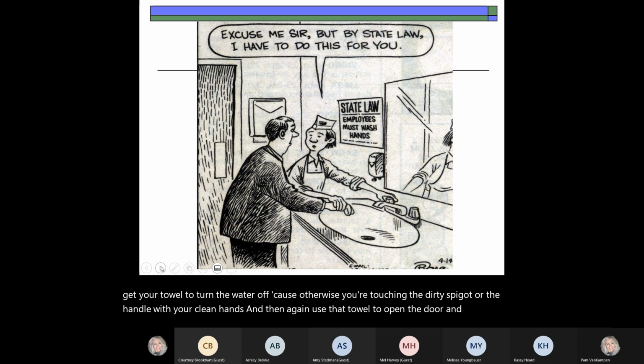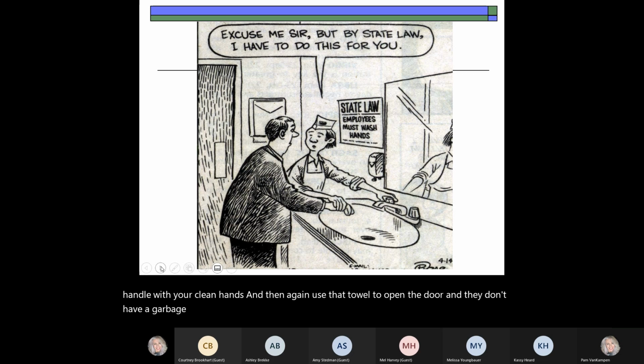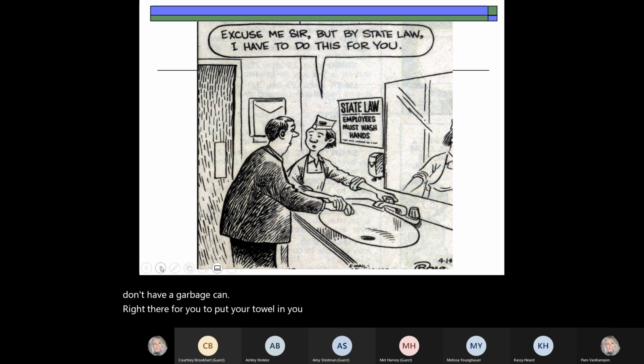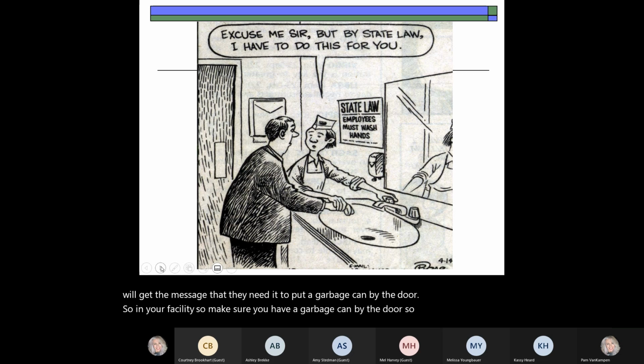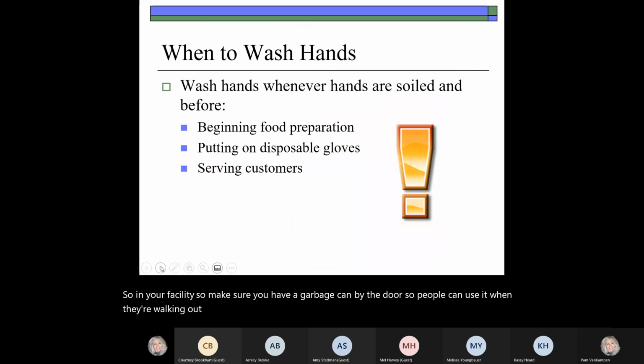If they don't have a garbage can right there for you to put your towel in, you can just throw the towel on the floor and then they will get the message that they need to put a garbage can by the door. So in your facilities, make sure you have a garbage can by the door so people can use it when they're walking out and throw their towel away.